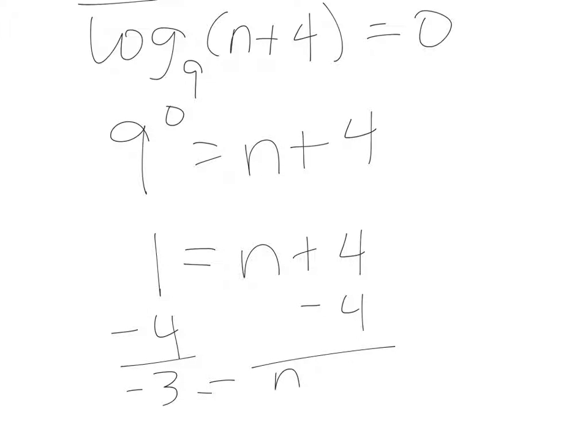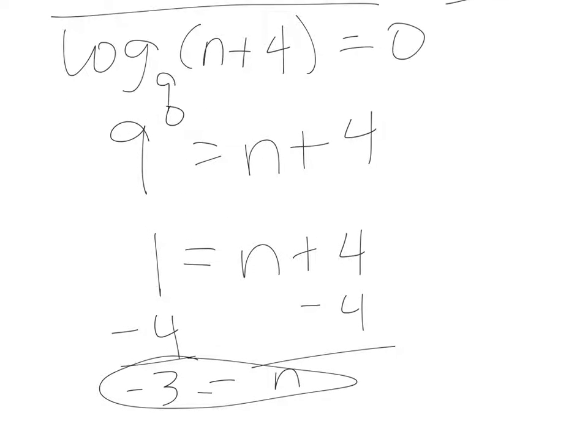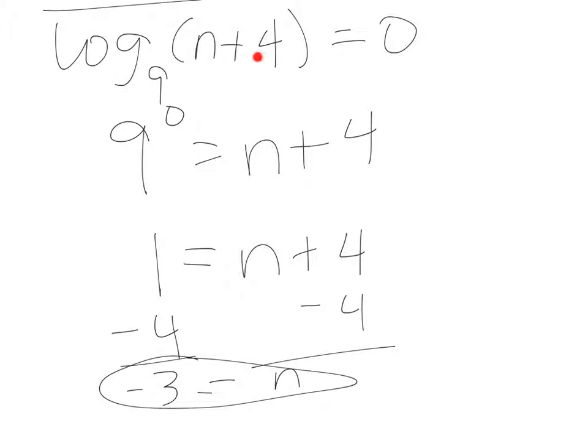All right, so that's my answer, but I still have to check and see if it's legit. So I'm going to plug it back into my original equation. So I'm going to plug it here into the log. And so if I plug in negative 3 for n, negative 3 plus 4 is positive 1. And so that is legit. That is part of my domain, and my answer is cool. All right, so there's some of them here. Okay, I'm going to go ahead and go to the slide.